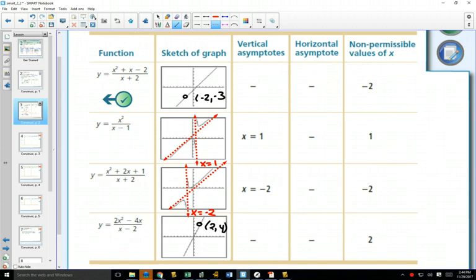Yeah, diagonal asymptotes, that makes your day? Yeah. You're like, oh great, what next? Yeah, we're going to have to find the equation of it.